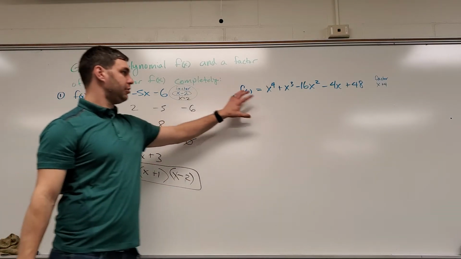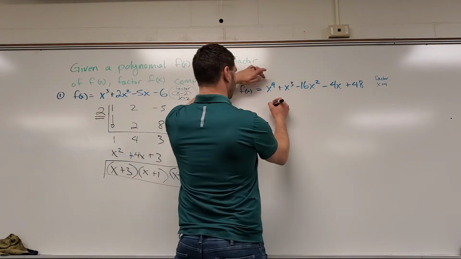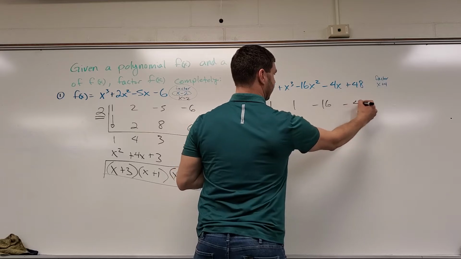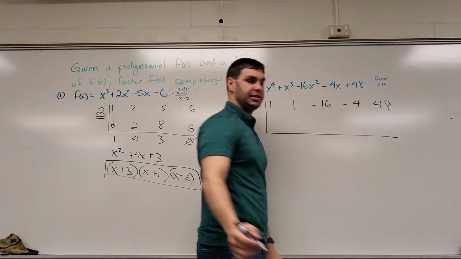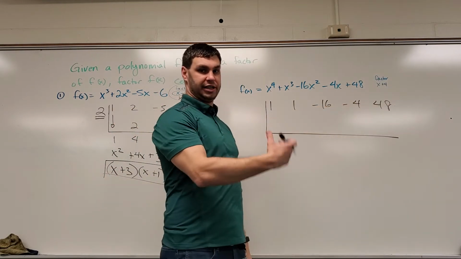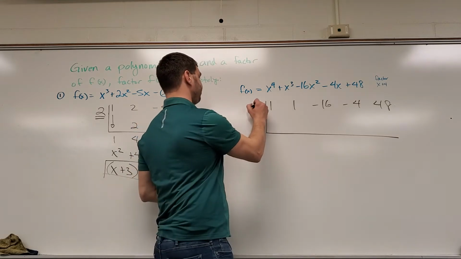Okay? Now let's try one that's x to the 4th to start with. So in this problem, if I write these out, we have 1, 1, -16, -4, 48. And on the outside of my synthetic division on this problem, we're going to use -4, because if I solve x plus 4 equals 0 for x, x is going to equal -4.